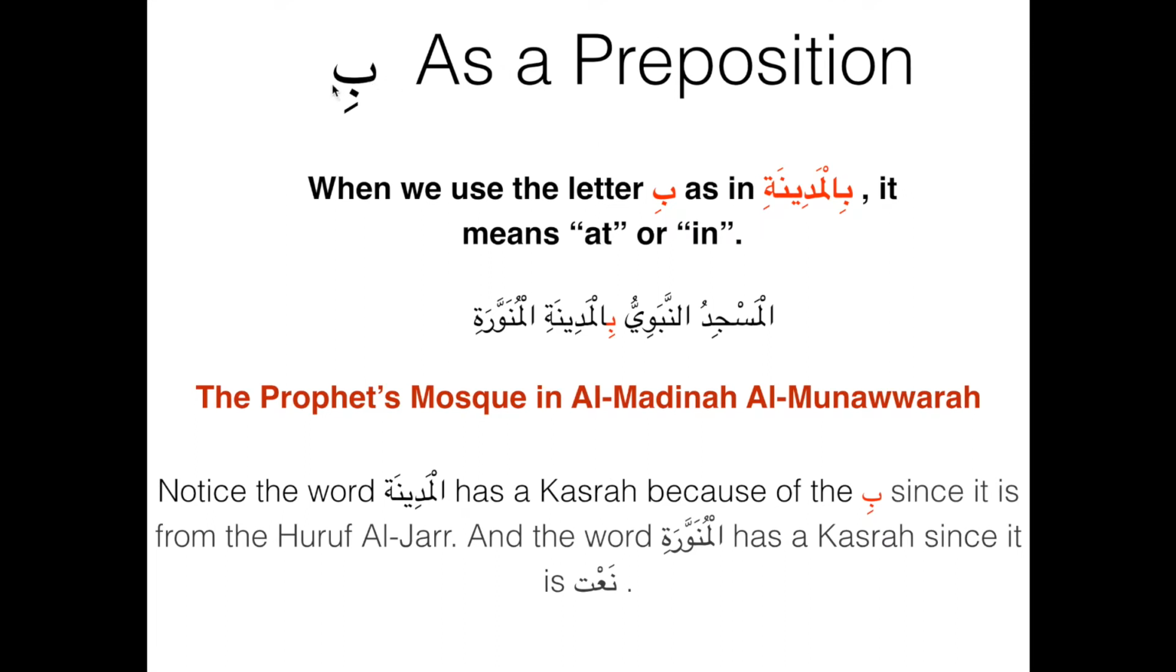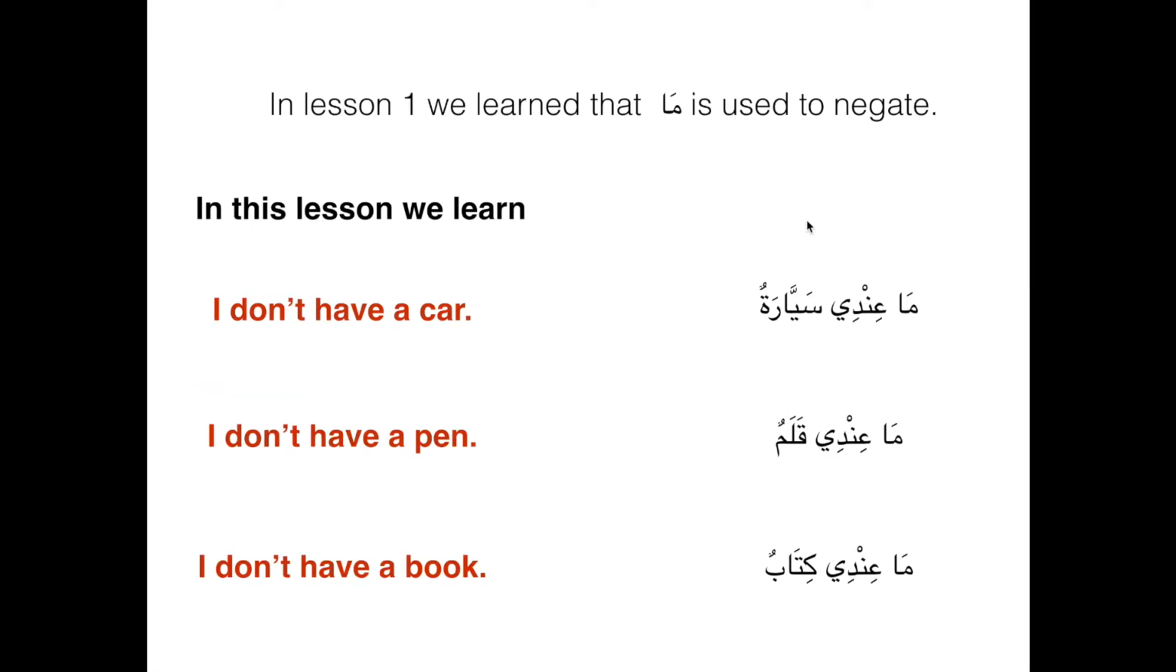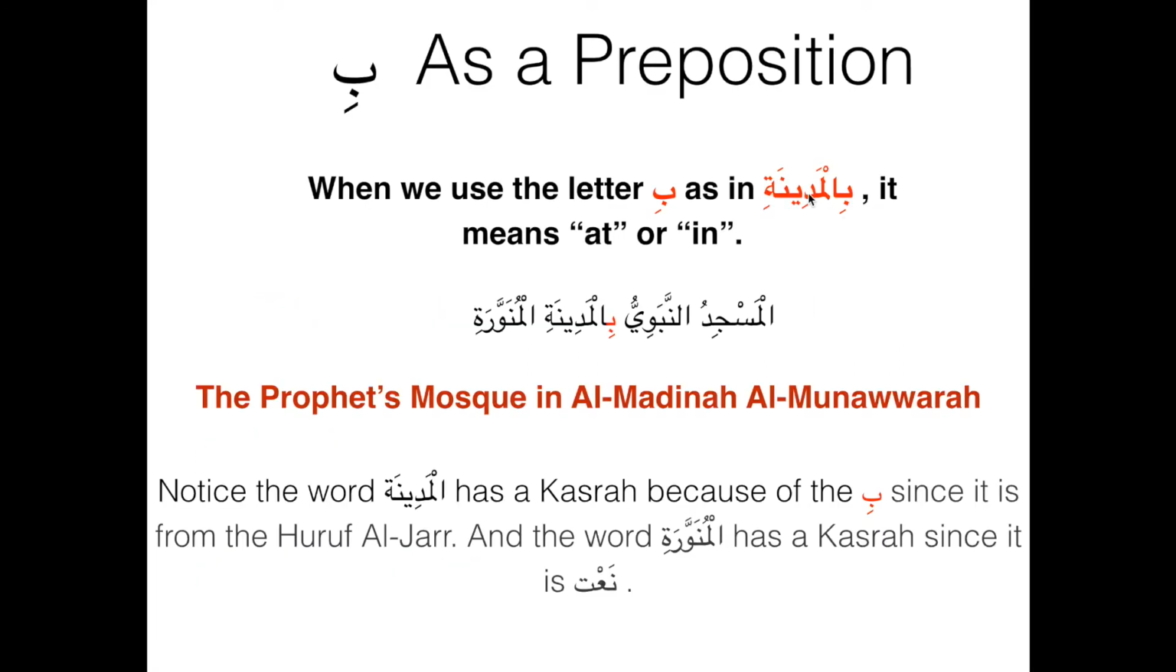Bi, with a kasra, is a preposition. Now we will see over here that the bi with a kasra, we added to the word Medina, bil Madinati. It means at Medina or in Medina. Look at this sentence. Al-Masjidu Nabawiyyu bil Madinati al-Munawwarati. The Prophet's mosque is in Medina, in al-Madina al-Munawwara. So the ba over here means in.